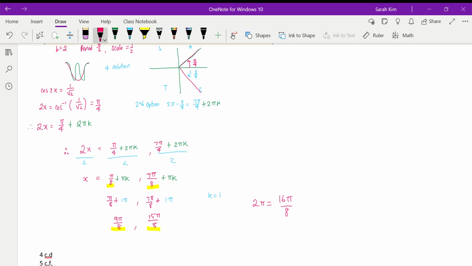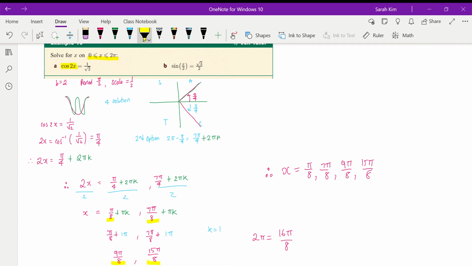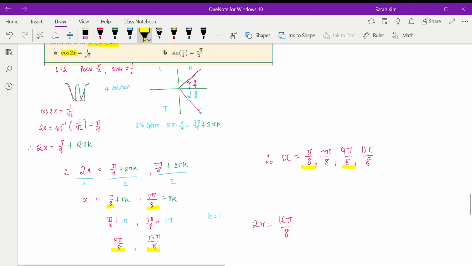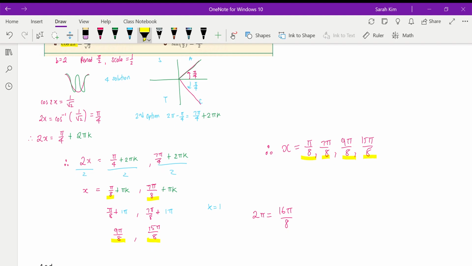So if I write my final answer, my x actually has 4 answers, as I said. So my first one was the pi over 8, and then I've got my 7 pi over 8, and then I've got my 9 pi over 8, and then I've got my 15 pi over 8. So what that means is these 2 are the same, but the different periodicity, and then these 2 are the same, but different periodicity. So it's just a different multiple because we affected the periodicity. I'll just use a different colour so you can know. So these are all answers, and now we can use that.